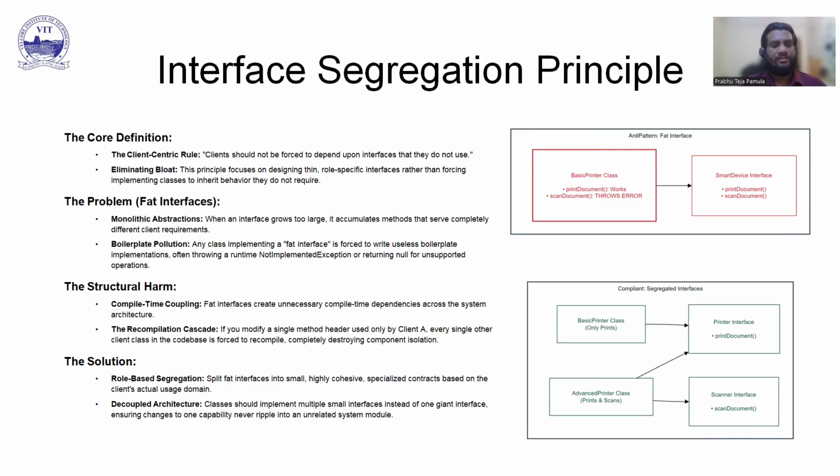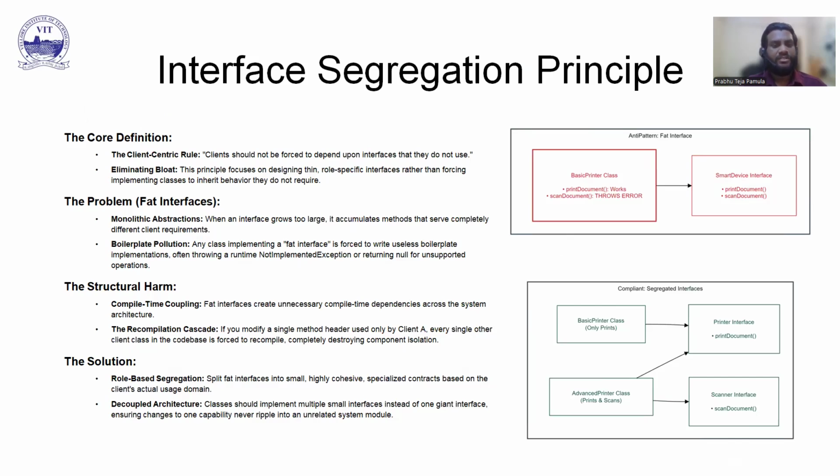The structural harm: compile-time coupling. Fat interfaces create unnecessary compile-time dependency across the system architecture. The recompilation cascade: if you modify a single method header used only by client A, every single other client class in the code base is forced to recompile completely, destroying component isolation.